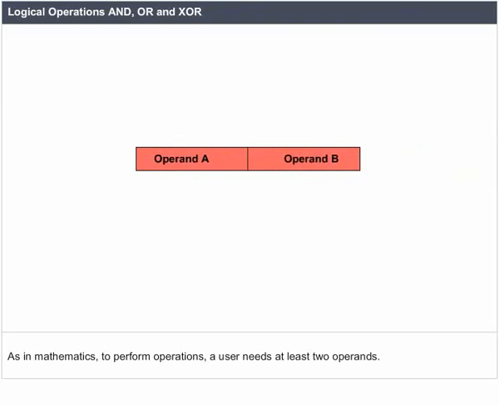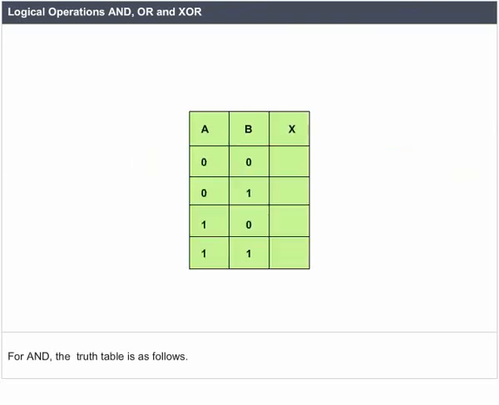Logical operations AND, OR, and XOR. As in mathematics, to perform operations, a user needs at least 2 operands. Denote them as A and B. For AND, the truth table is as follows. Basically, the result is 1 only if both operands are 1. For OR, the truth table is as follows. Basically, the result is 1 only if at least one operand is 1. For XOR, the truth table is as follows.